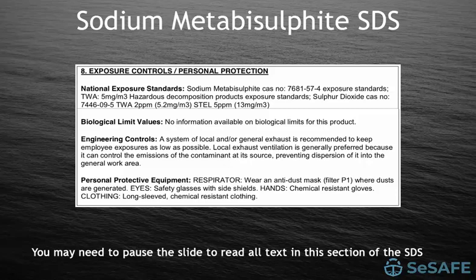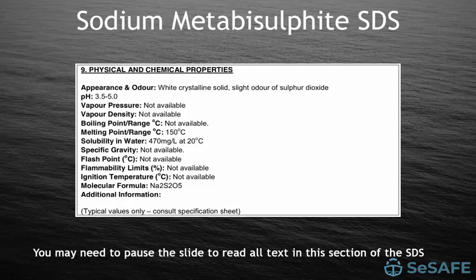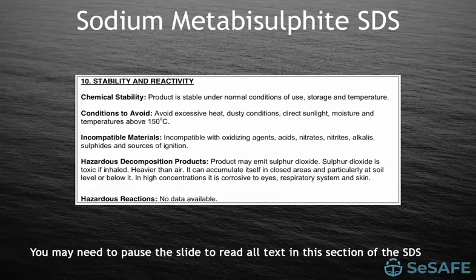Section 8 details control measures to prevent adverse exposure to sodium metabisulfite. This includes such measures as tolerable exposure levels, engineering measures to mitigate exposure, and personal protective equipment that should be used for protection. Section 9 describes its appearance and chemical properties. And Section 10 provides information related to stability of sodium metabisulfite when stored and reactivity when stored near other chemical substances.